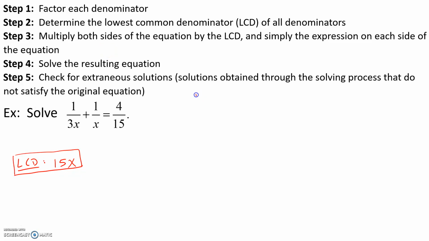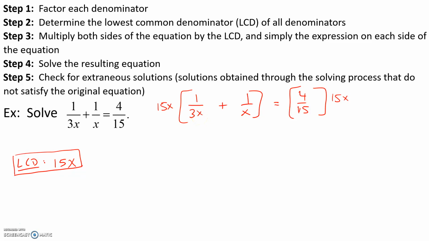So let me rewrite this. We have 1 over 3x plus 1 over x equals 4 over 15. This is our rational equation. We know our LCD is 15x, so we will multiply the left side of the equation by 15x, and we will multiply the right side of the equation by 15x. So step 3, to clear the fraction, we will multiply both sides by the LCD.